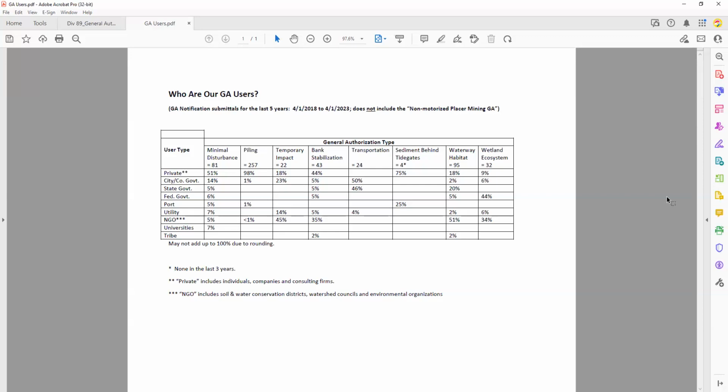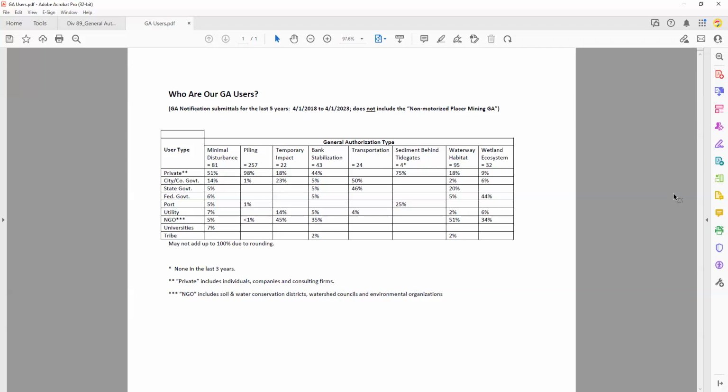Our piling GA, this one's interesting. It is by far our most popular GA. And you'll see there in terms of the user types, 98% of our users are private. And I will tell you that nearly 100% of that 98% is Lyons Construction down at 10 Mile Lake. Hi again, Rachel. Rachel's with Lyons Construction. Lyons Construction is by far the biggest user. There are a lot of small piling projects that happen on 10 Mile Lakes in southwestern Oregon.